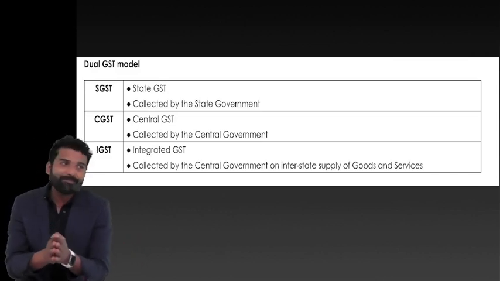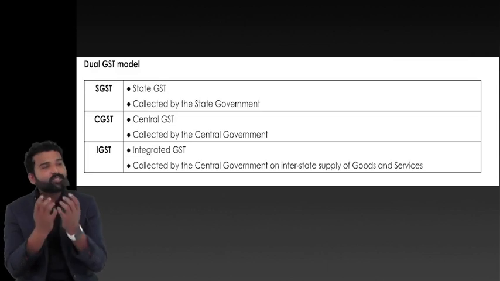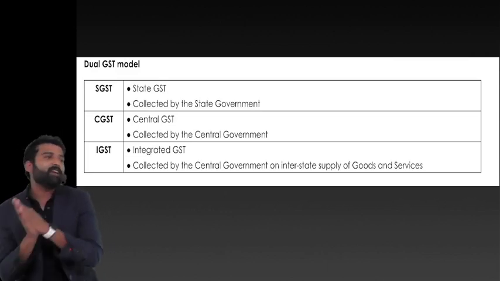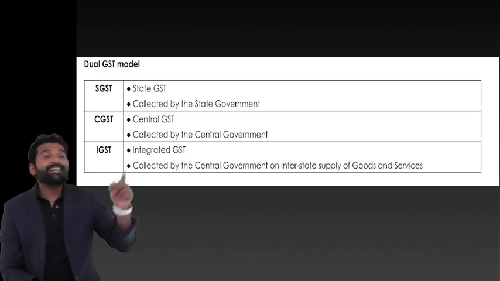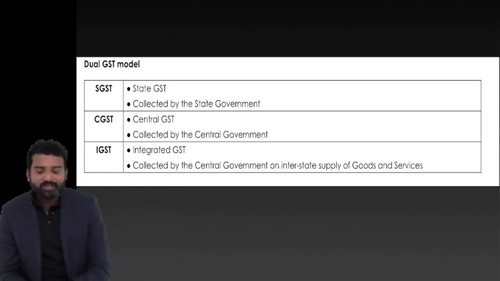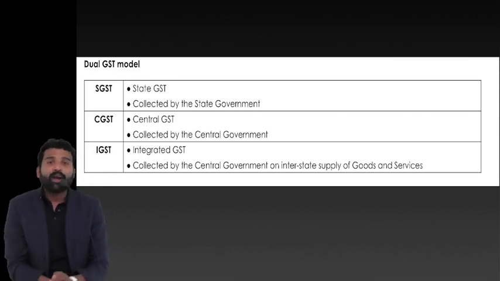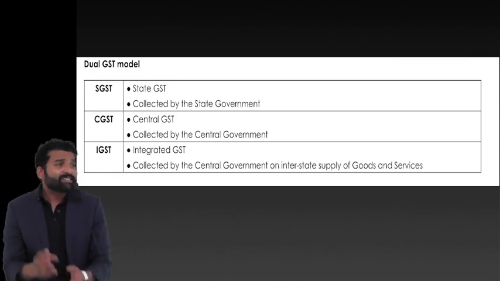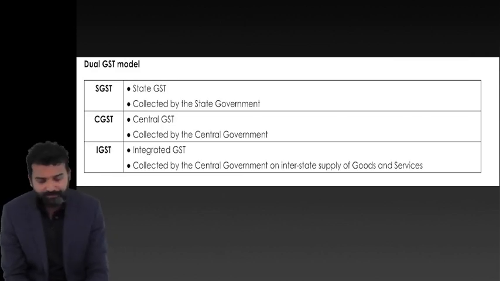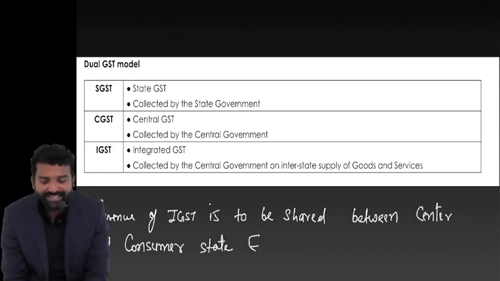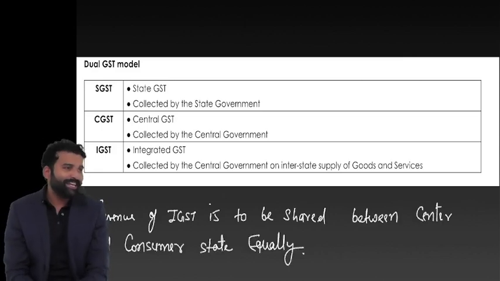Listen, this is very important. IGST revenue is actually collected by the central government, but it is to be shared between the central government and the consumer state, the destination state. That is very interesting. That is why we are required to introduce a dual GST model in India, because of the structure of democracy in India. Revenue of IGST is to be shared between the central and the consumer state equally.